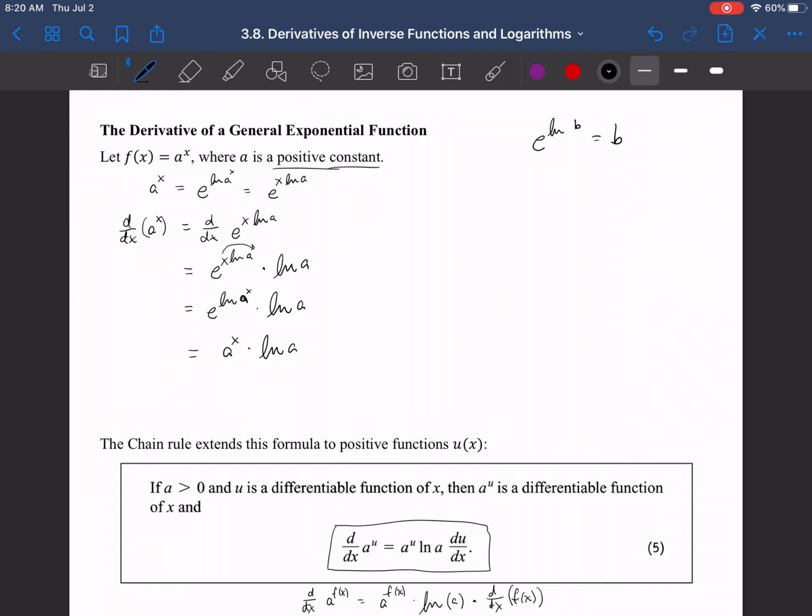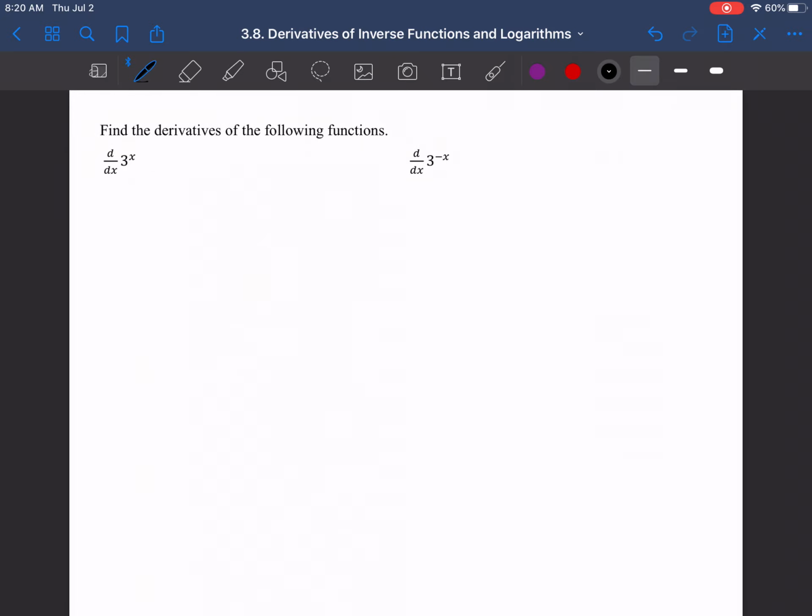Okay, if you prefer it written that way. All right, so let's try some of this. Let's go ahead and try the next one. We've got find the derivative of d dx of 3 to the x. So that's just going to be 3 to the x times the natural log of 3.